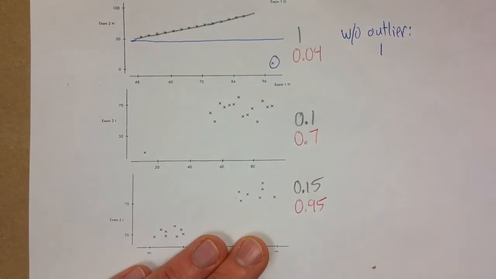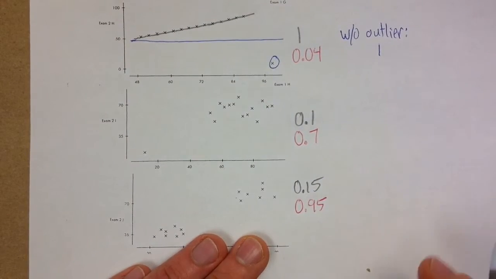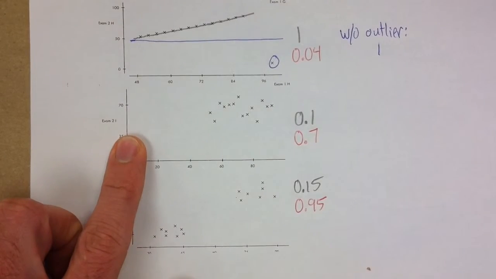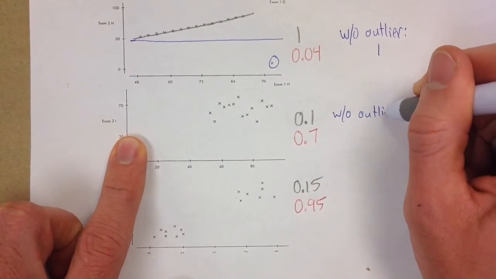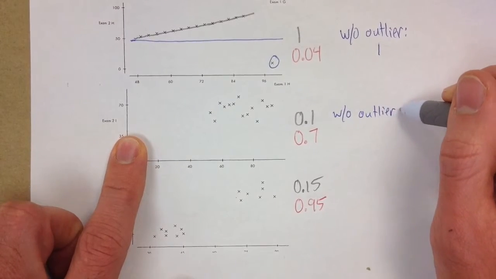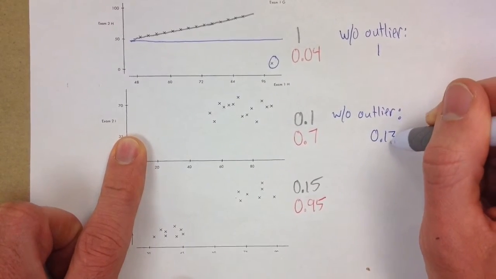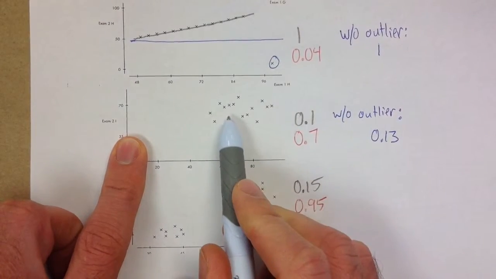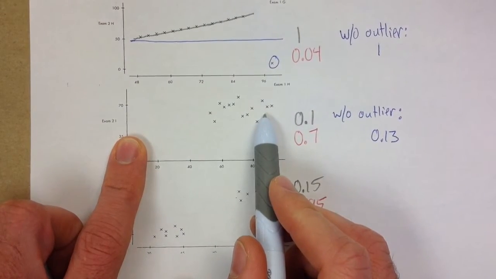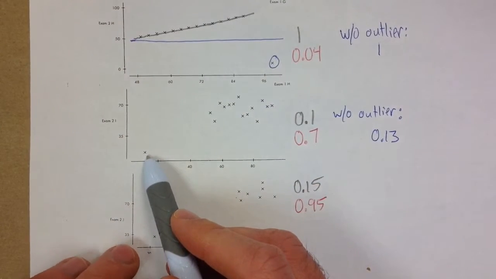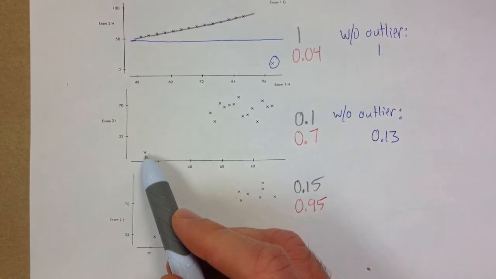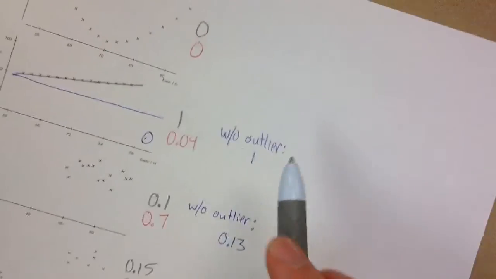Here's another one where we're seeing the influence of a single point. Without this, the correlation is 0.13, which was very close to the guess of 0.1. And yeah, just looking at these points here, it's positive but weak. So I can understand that guess. This value here exerts a lot of influence on the correlation. It's going to make it appear stronger. As you can see, the actual is 0.7.